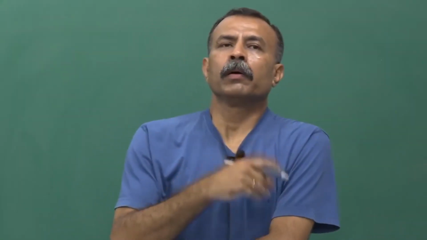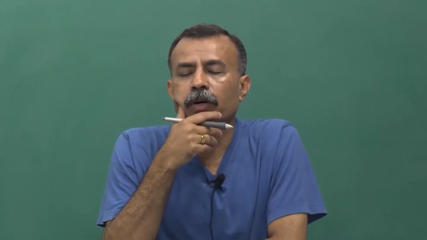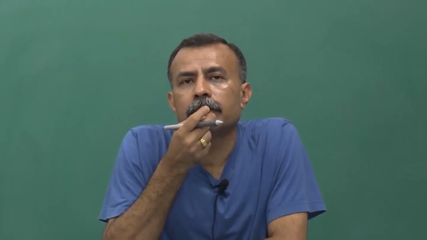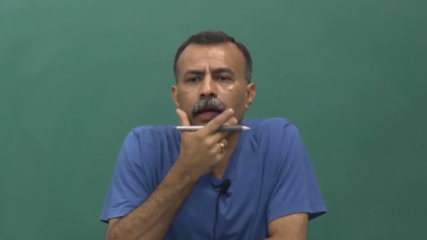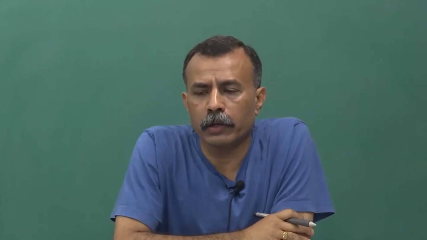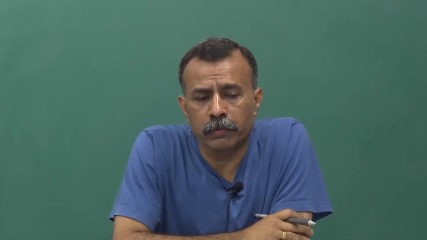Welcome back to the fifth lecture of bioelectrochemistry. In the last class I started with the galvanic cell and I gave you a classic example of zinc copper electrode and how the cell is formed.